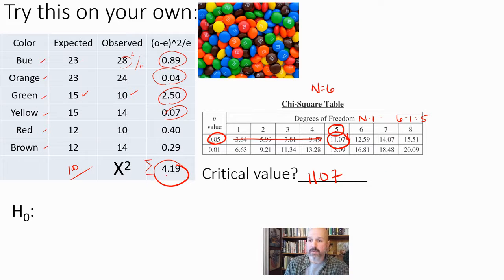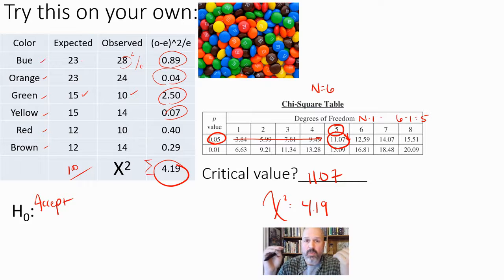In this experiment, it was only 4.19. Therefore, I accept my null hypothesis that there was no statistical difference between what I expected to find in M&Ms and what I observed.